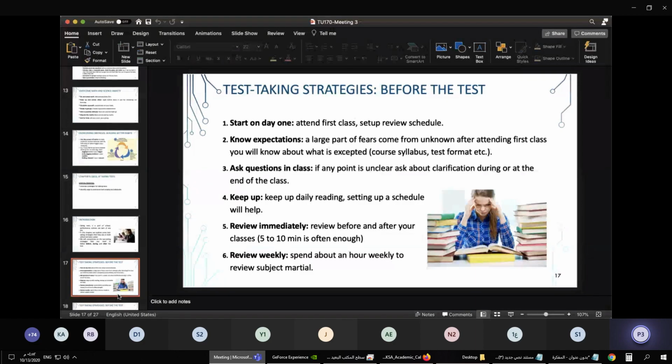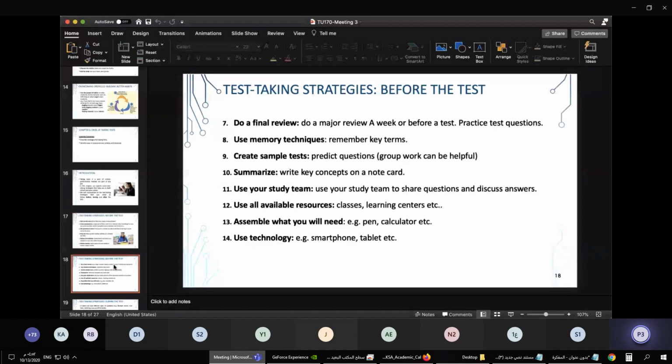Ask questions in class. If any point is unclear, ask for clarification during or at the end of the class. Keep up daily reading, setting up a schedule, and review immediately after the class. Do a quick review, just 5 to 10 minutes. Review weekly, as another revision would help. Do a final review, a major review, a week before the test.